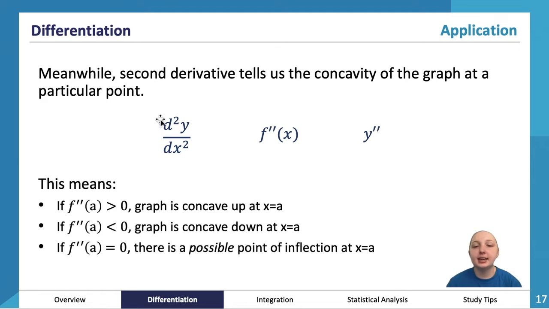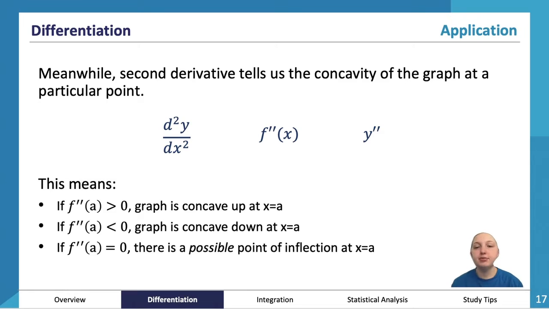It gets notated as d squared y over dx squared, f double dash x, or y double dash. So whenever you see these two dashes, it usually means that you're looking at the second derivative of something. Your second derivative is really important in telling you about concavity. Remembering that concavity is, concave up is our graph looking like this, concave down is our graph looking like that.